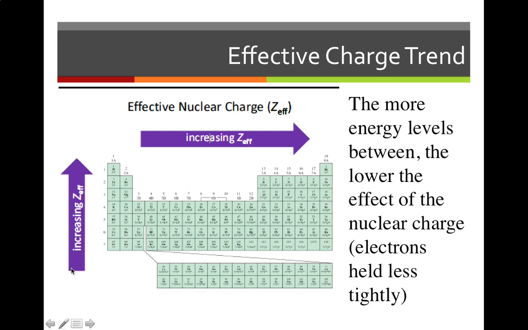And then as we go from the bottom to the top of a column, we're also increasing the effective nuclear charge because we're getting closer to the nucleus. We have less energy levels in between. So the more energy levels that are between, the lower the effect of the nuclear charge. And because we're getting bigger, we're getting more electrons, and so those outer electrons are held less tightly, so the effective nuclear charge is less.